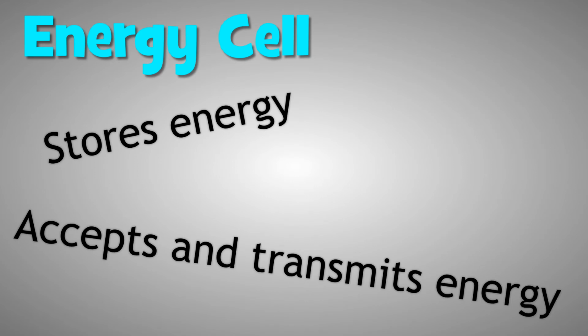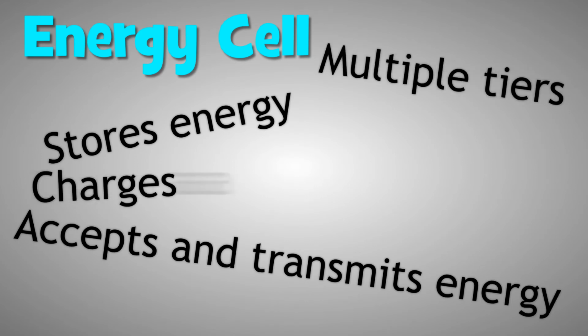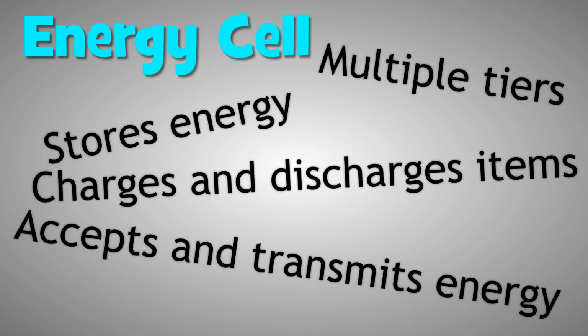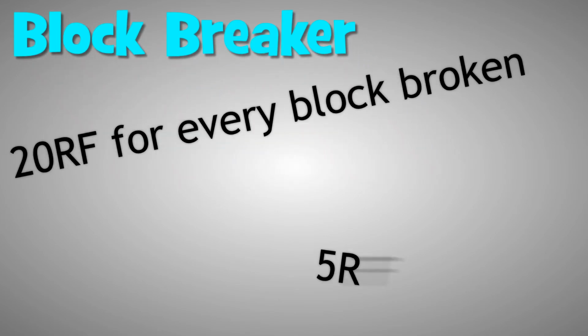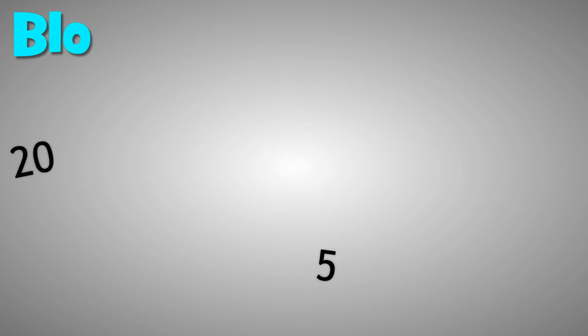So first of all, we had the energy cell. All the energy cell does is store energy and accepts and transmits energy to every side. It has multiple tiers, like a machine, and can charge and discharge items. In the future, it will probably have the ability to have configurable sides, but that is not implemented yet. The block breaker, which we're going to implement, uses 20 RF for every block that's broken and 5 RF passively. That's how that's going to work.